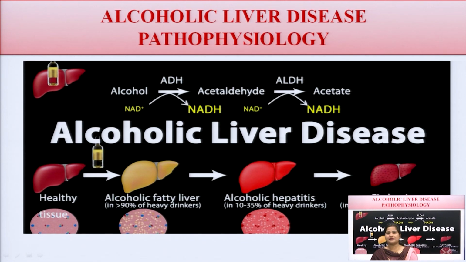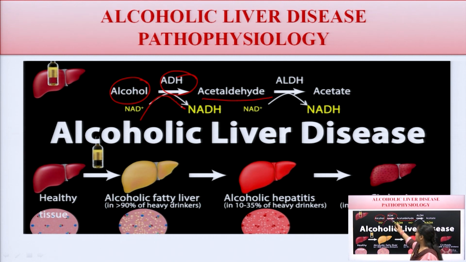Now, this is the pathophysiology of alcohol liver disease, how ALD will occur. Alcohol, with the help of alcohol dehydrogenase, is converted into acetaldehyde. NAD is converted to NADH, and with the help of ALDH the acetaldehyde is converted to acetate, with NAD again converted to NADH.